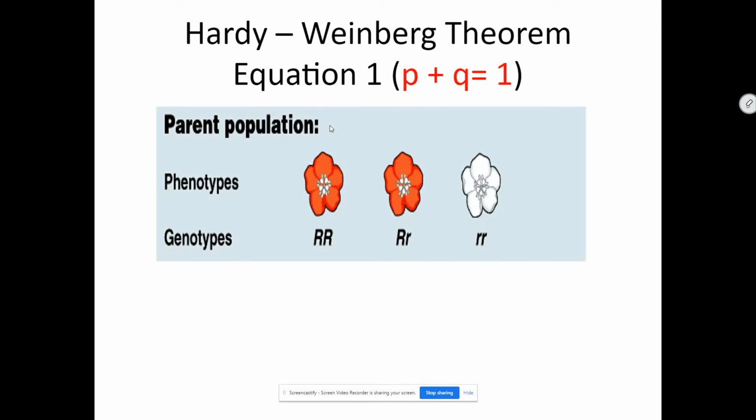Now, this brings us to our friend, the Hardy-Weinberg theorem. Before we talk about Hardy-Weinberg, I want to talk about a few other things. Hardy-Weinberg basically is a way to measure evolution. It is a way to put a measurement, with a number, on change in a population.